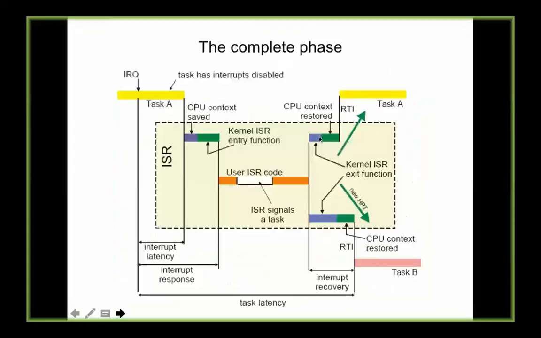That is over here. This is the kernel exit function, and this one is your actual time to restore the old task. So from here, you can see a green direction saying task A will again start, which is the time taken from return from interrupt added.